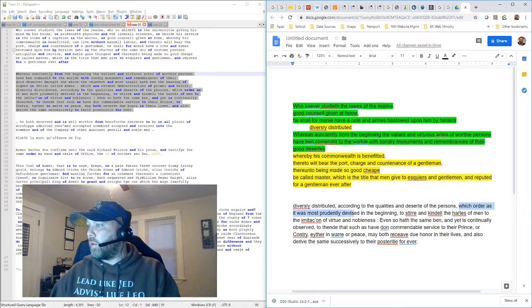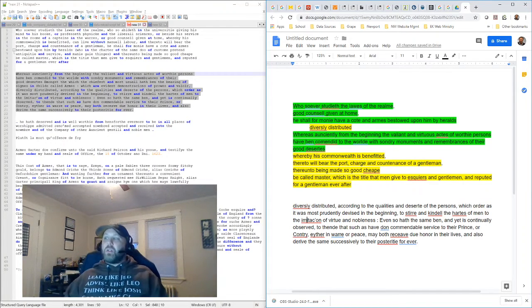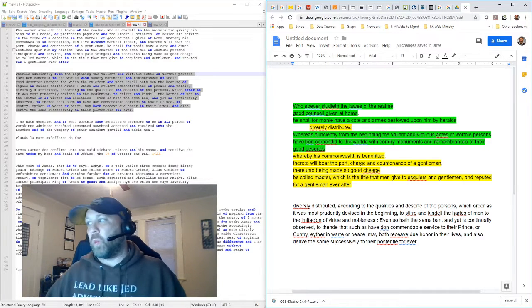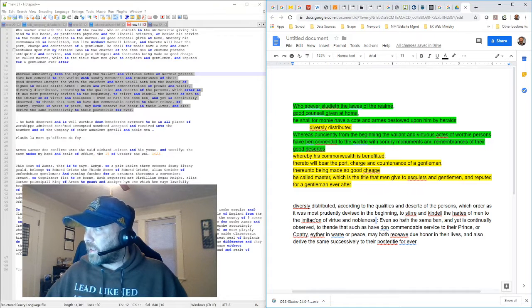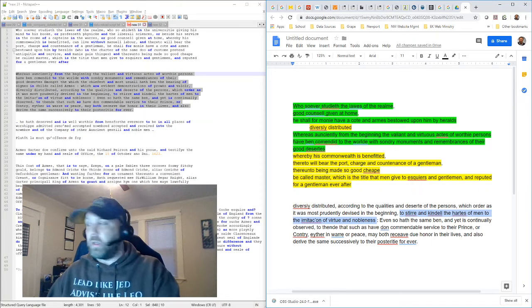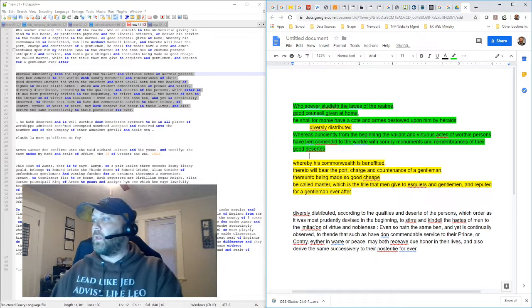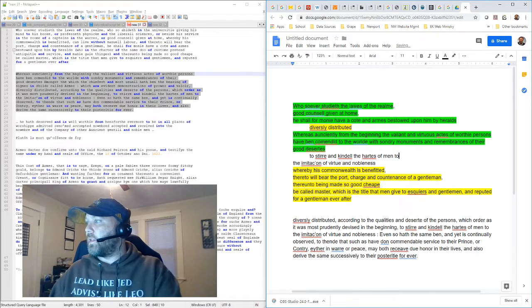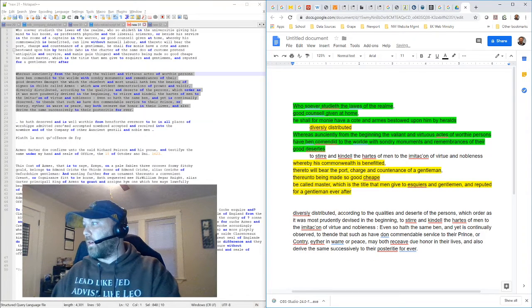which order as it was most prudently devised in the beginning, to stir and kindle the hearts of men, to the, that says imitation of virtue and nobleness, but I'm going to guess that's a different word. But I like that sentence. To stir and kindle the hearts of men. And I like how it goes with have been commended to the world with sundry monuments. So I'm going to combine that stuff right there.